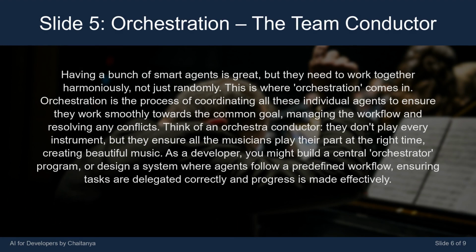Having a bunch of smart agents is great, but they need to work together harmoniously, not just randomly. This is where orchestration comes in. Orchestration is the process of coordinating all these individual agents to ensure they work smoothly towards the common goal, managing the workflow and resolving any conflicts. Think of an orchestra conductor. They don't play every instrument, but they ensure all the musicians play their part at the right time, creating beautiful music. As a developer, you might build a central orchestrator program, or design a system where agents follow a predefined workflow, ensuring tasks are delegated correctly and progress is made effectively.